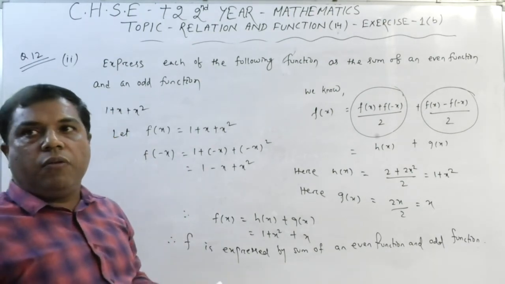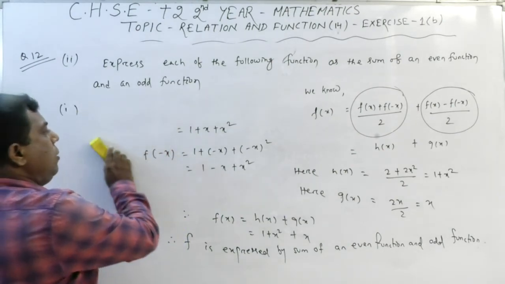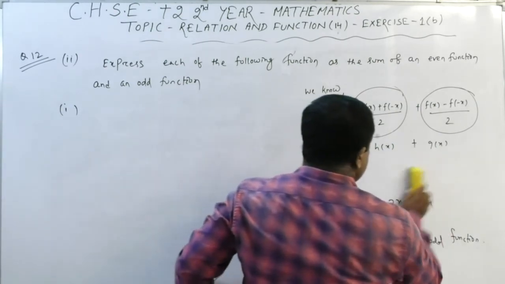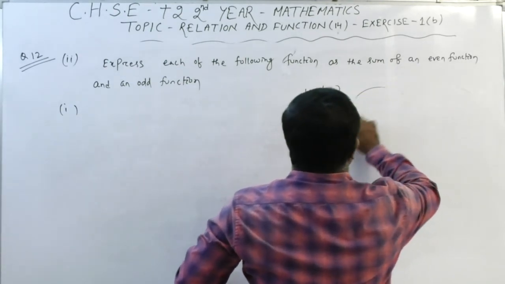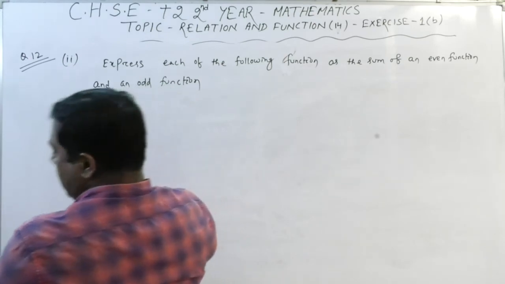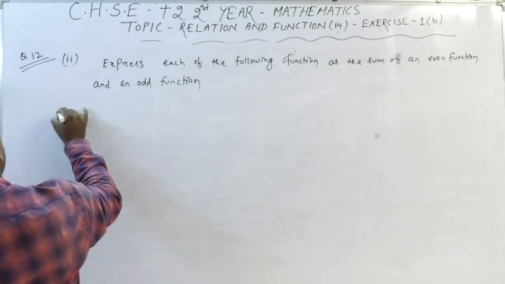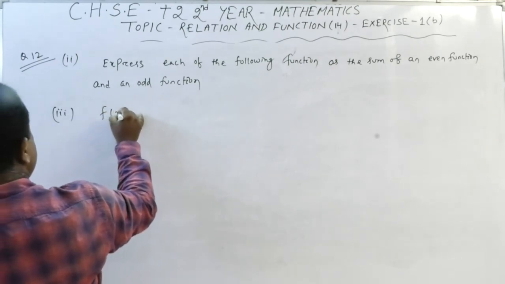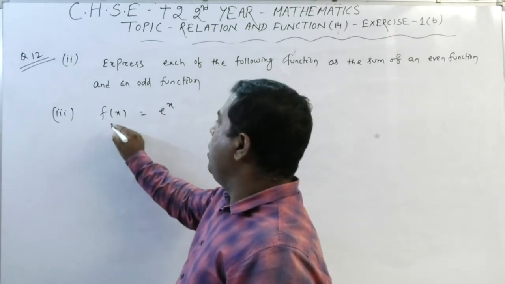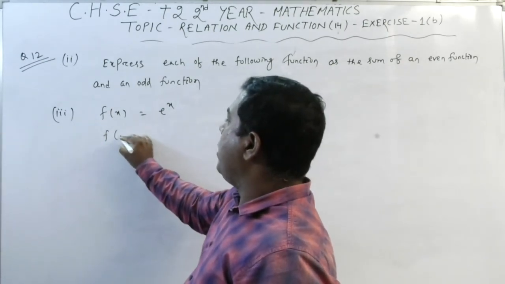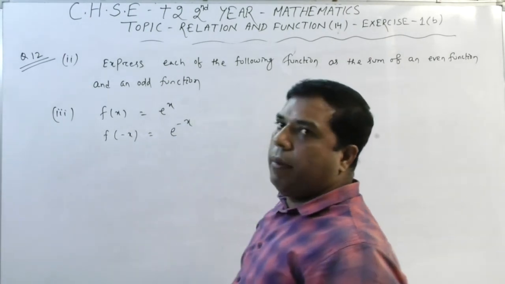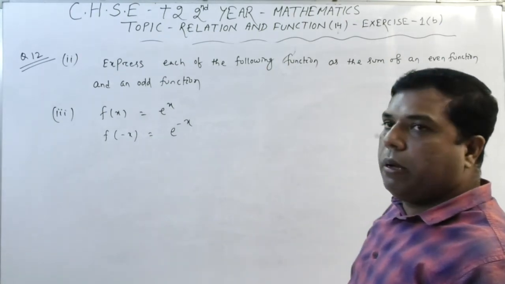Let us clarify it with another question. Now I am going to write another question. So you see, another is f of x equals e to the power x. So how to write it? First, what we have to do? As f of x equals e to the power x, we have to find out f of minus x. What is f of minus x? It is an exponential function, so it is e to the power minus x.